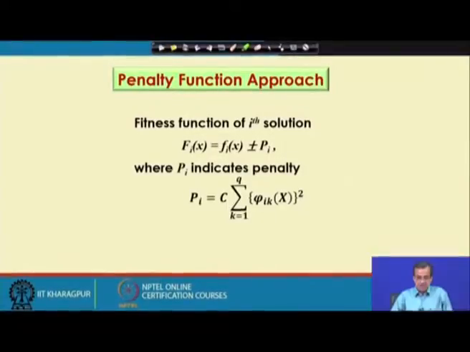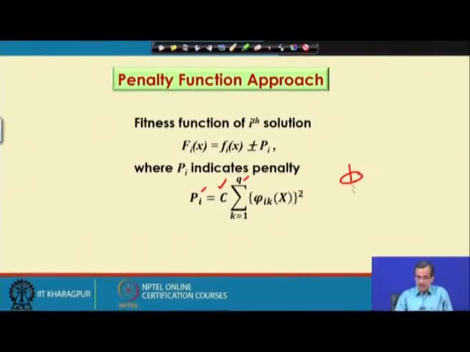Now, let us see how to calculate this penalty term. Here I am going to write down one expression to calculate the penalty, that is p_i, the penalty for the ith string or ith solution, which is nothing but C multiplied by the summation k equals 1 to q of phi_ik(x) squared. Here, this C is a constant, and the numerical value for this constant has to be decided by the user, and small q indicates the total number of functional constraints, and here the phi_ik(x).